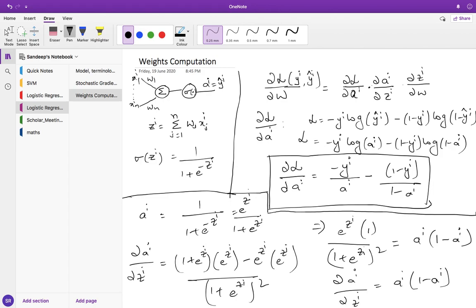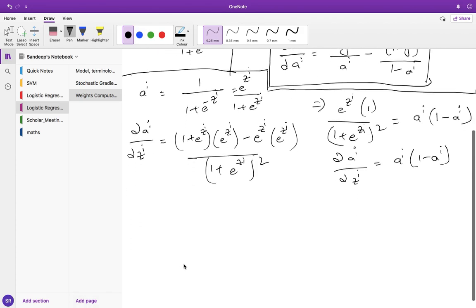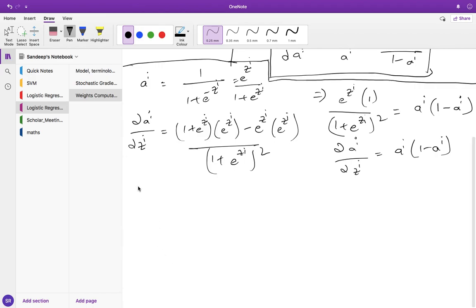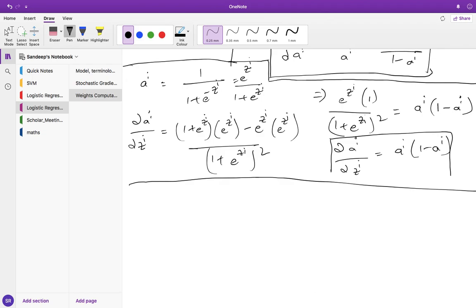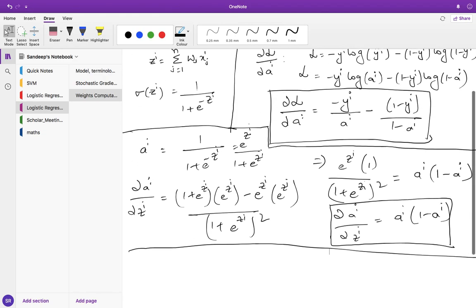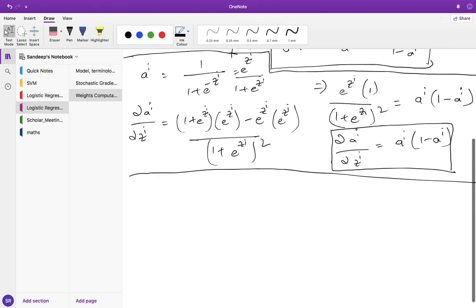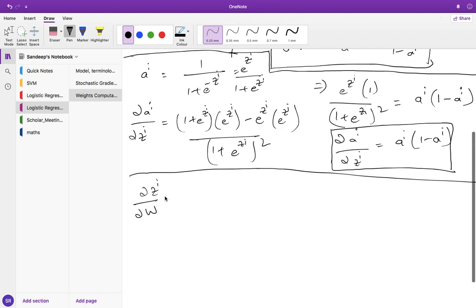Okay, let us compute the third component, which is dou zi divided by dou w, and let us multiply all together, and we would see later we would get a very simplified expression. So we got dou L by dou ai, dou ai by dou zi. Now let us find out the third one, which is dou zi divided by dou w. So this we have to find out.